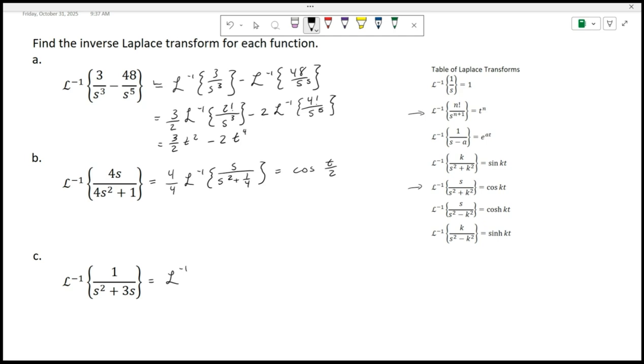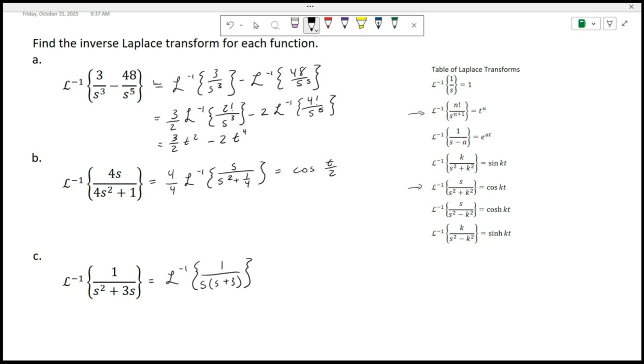Whenever you have multiple factors or a quadratic that is factorable in the denominator, we're going to want to factor that first. So I can factor an s out. I get 1 over s times s plus 3. Now, seeing this, I'm no longer really thinking about that sine function. And what I'm going to need to do is break this down into two separate fractions. So I can do this one just like I did the first one.